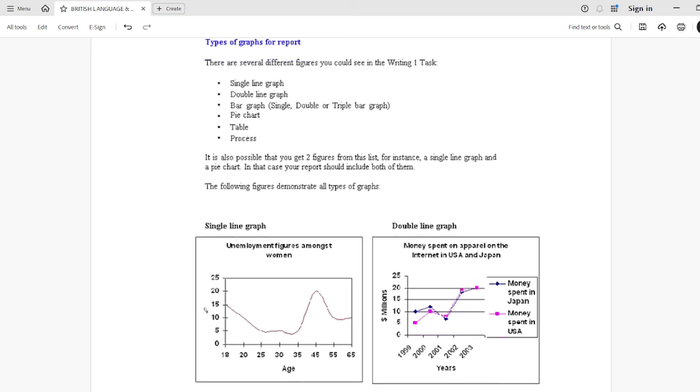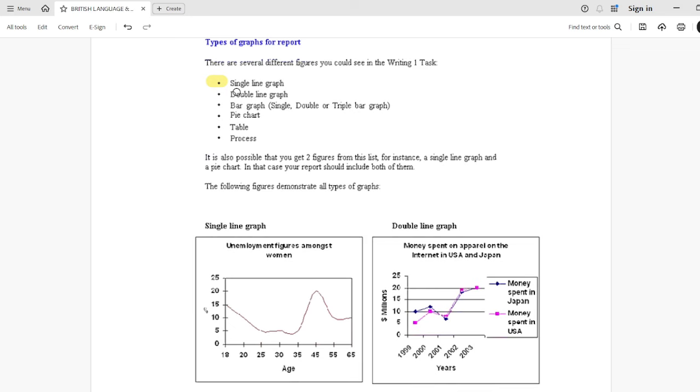Okay, so there are several different types of figures you could see in writing task number 1. These are a single line graph, double line graph, bar graph. A bar graph can be single, double, or triple, and further pie chart, table, and process as well. So knowing the name of the graph is very important because it gives the examiner an impression that you know what that graph is, and which specific thing it is going to describe.